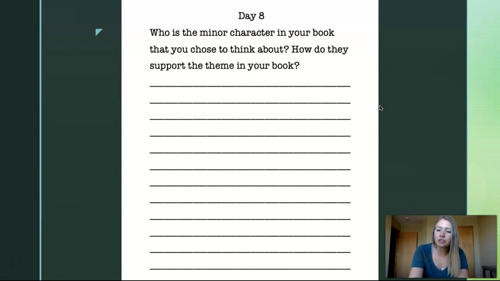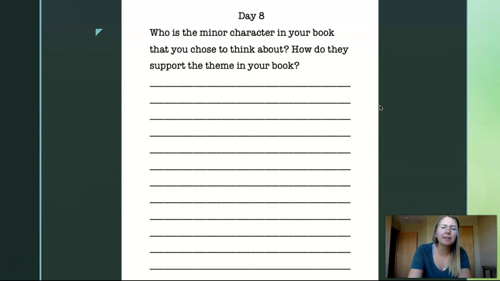The minor character that I chose to think about for Number the Stars is Uncle Henrik. He has become a bigger character in the book in the past few days that we've been reading, since they've arrived at his house. I really thought about that moment that he was with Anne-Marie in the barn today when I was thinking about how he supports the theme of the story. If you remember, we said that the theme of Number the Stars is that friends support each other and they take care of each other.